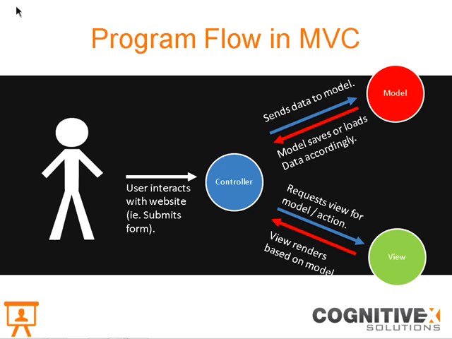And it will come back to the controller, and then the controller will present the view to the end user. And the cycle repeats. As the user interacts with the website again, the controller is contacted, the model and the views are brought in by the controller in order to render the view back to the end user.